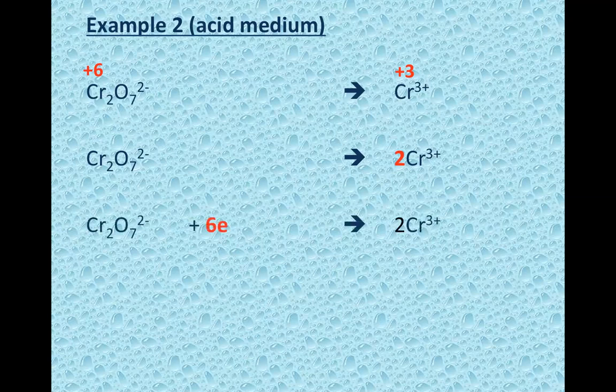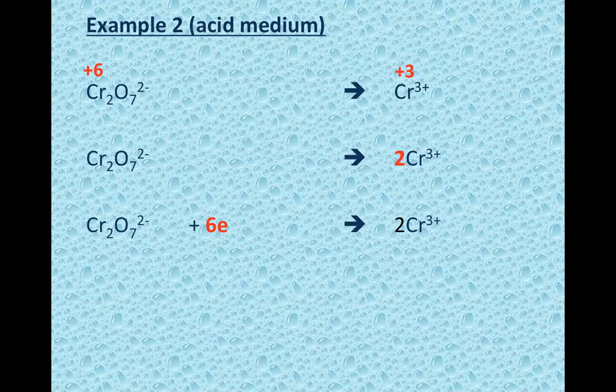Next, if I look at the oxidation state, +6 to +3, each chromium atom must accept 3 electrons to be reduced to the +3 state. Since there are 2 chromium atoms in dichromate, they must accept a total of 6 electrons for both the chromium atoms to be reduced to Cr3+. So here I add 6 electrons.